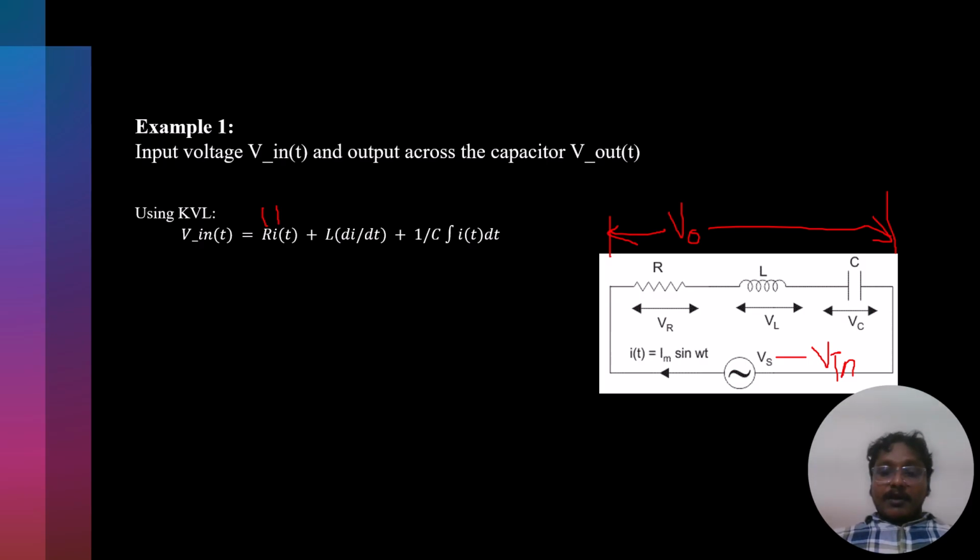Now, for a transfer function, the terms should not be in the time domain. They need to be converted into the S domain, so we need to apply the Laplace transform. When we apply the Laplace transform, the time domain becomes V in of s equals R I of s, with I of s as a common term.